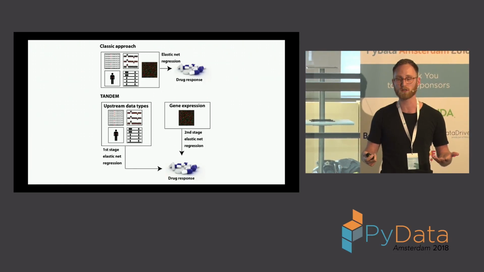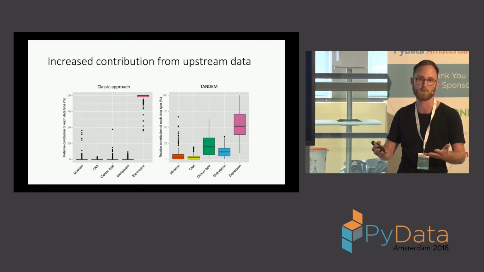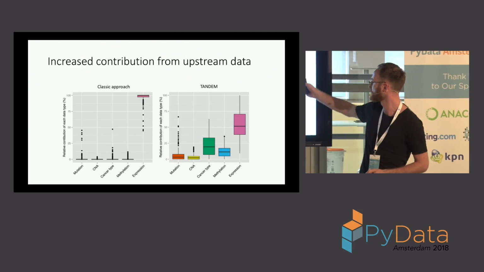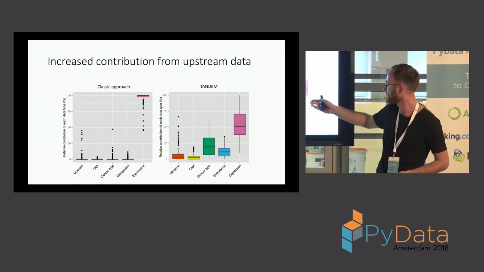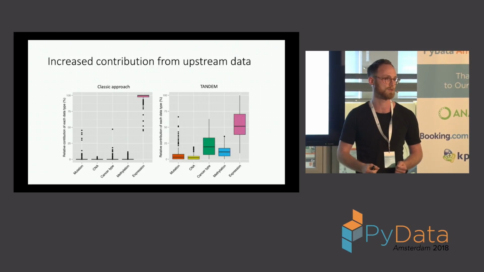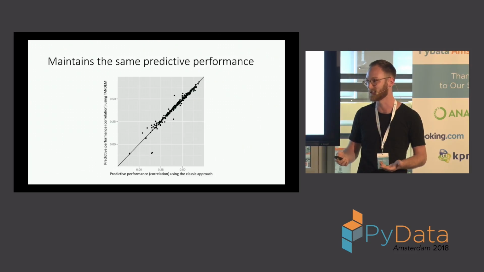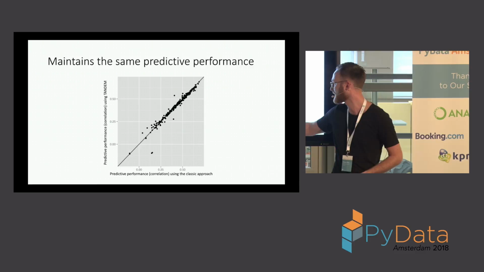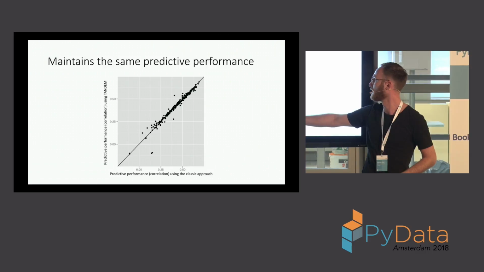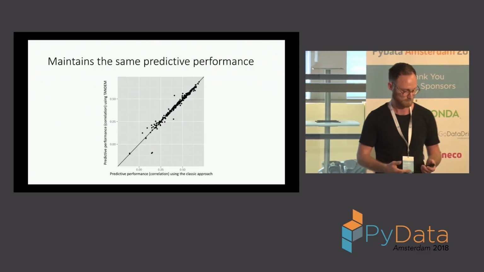And to show you that it works, on the left, we have the plot that we've seen a few slides ago, where we show that this classic approach that people have been using selects almost exclusively gene expression features. Whereas in our approach, this is reduced by about 50%, with the remaining 50% attributed to the other data types. So we have way more selection of upstream features. Of course, we need to check that this is not at the expense of predictive performance, and indeed it isn't, because we plot the predictive performance using the classic approach versus the predictive performance using tandem. Again, each point is a drug here. We see that this is highly correlated, and there's virtually no identifiable shift here.